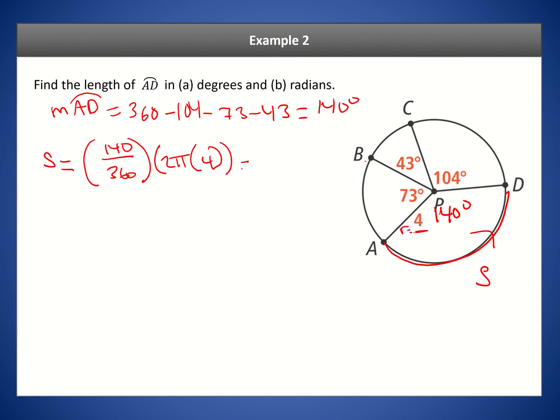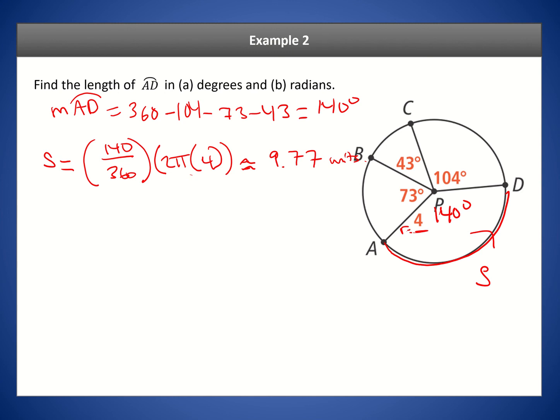All right, so we'll go ahead and calculate that. This is going to be 8 pi. So we'll do 8 times 3.14, and then we'll do 140 divided by 360. And we get about 9.77. And that's the length of that. And that's in units, since we don't have the units here. So 9.77 units. All right, so that's the arc length for AD.